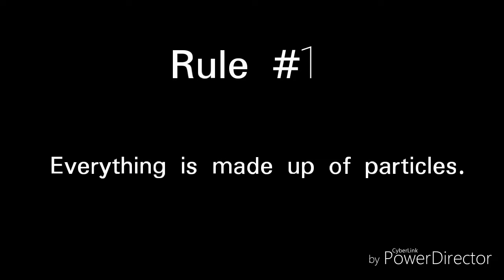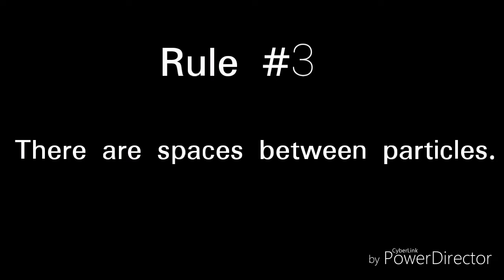Moving on to our next topic, the particle theory of matter. The particle theory consists of 6 rules. Rule number 1. Everything is made up of particles. Rule number 2. Particles are always moving. Rule number 3. There are spaces between particles.